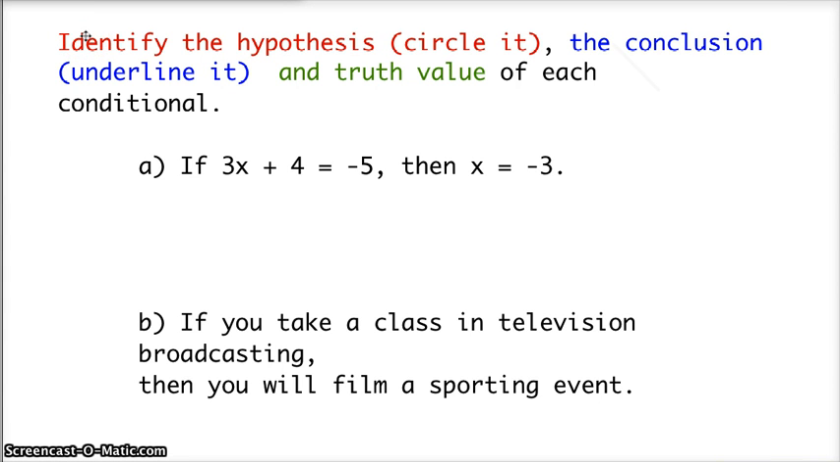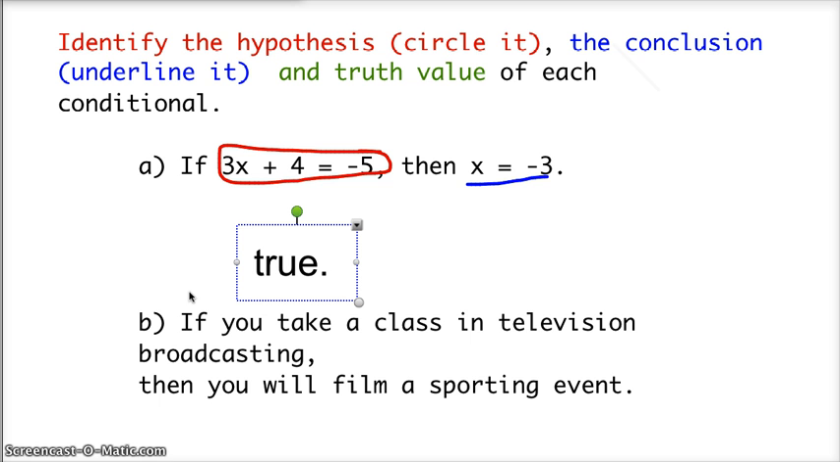First set of problems. It's asking you to identify the hypothesis by circling it, the conclusion by underlining it, and the truth value of each conditional. Letter A. It says, if 3x plus 4 equals negative 5, then x equals negative 3. The hypothesis is the part after the if. The conclusion is the part after the then. If this happens, then this will occur. Truth value. Is this statement true or false? This statement is true.